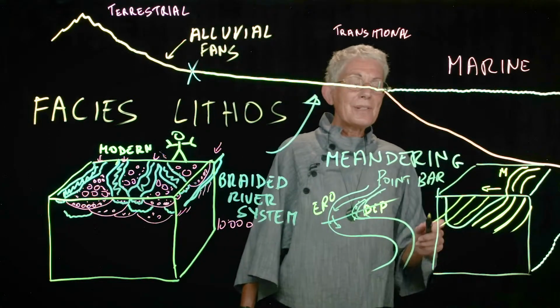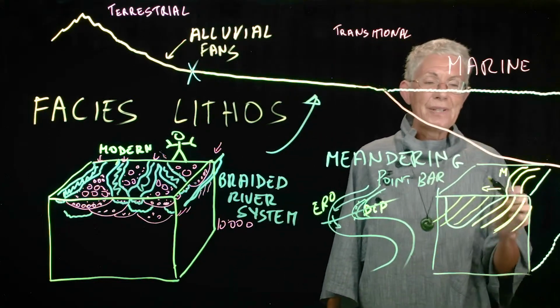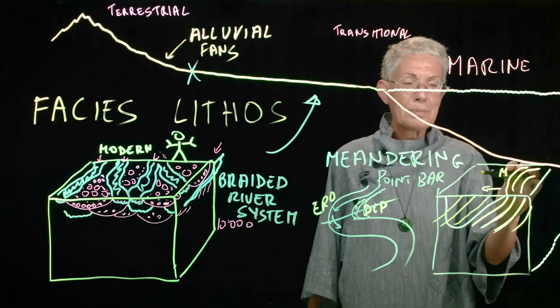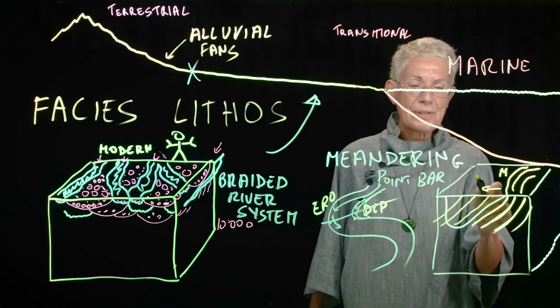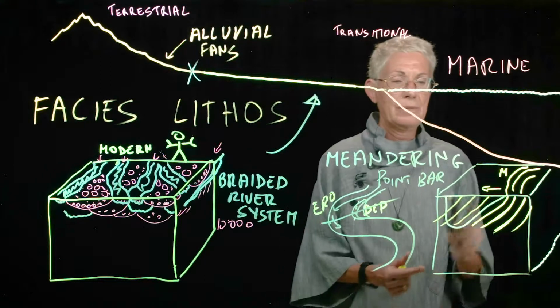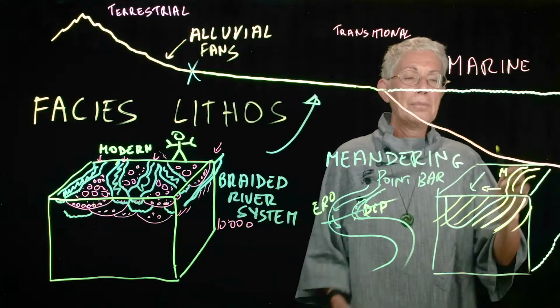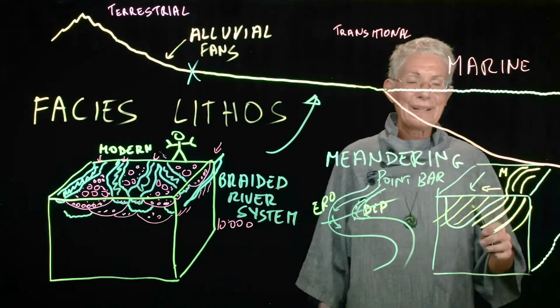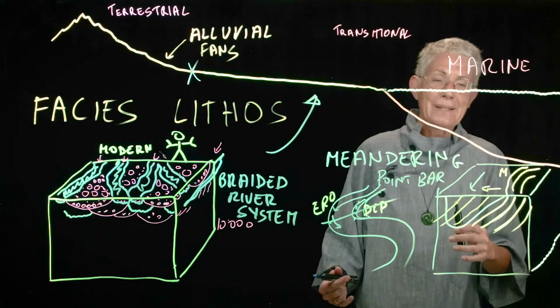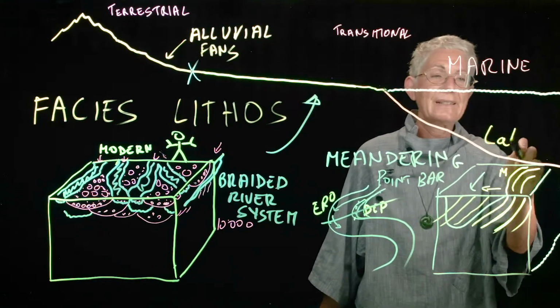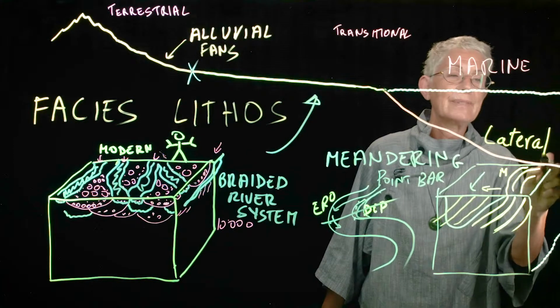So what it does is the accretion of the point bar is not in the direction of the current, which is this, but it's somehow parallel. So it's called lateral accretion.